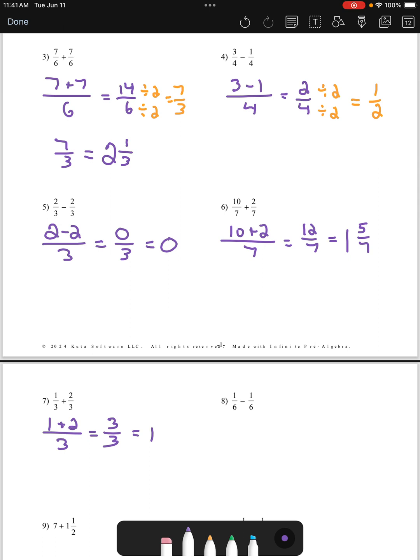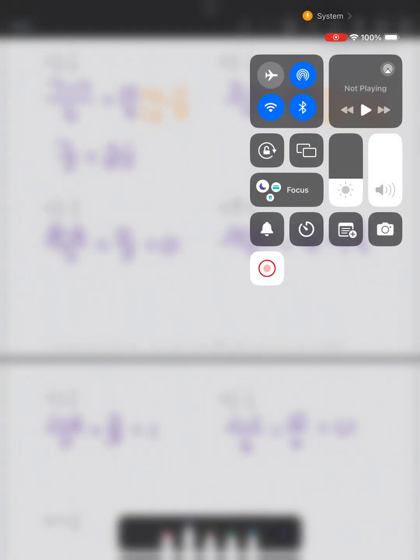We're going to have 1 plus 2 over the common denominator of 3 for number 7. 1 plus 2 is 3. And 3/3 is secretly the whole number 1. And we must write it as the whole number 1 to have a correct final answer. Finally, 1 minus 1 over the common denominator of 6 gets us 0 over 6. And as always, 0 divided by anything is 0.